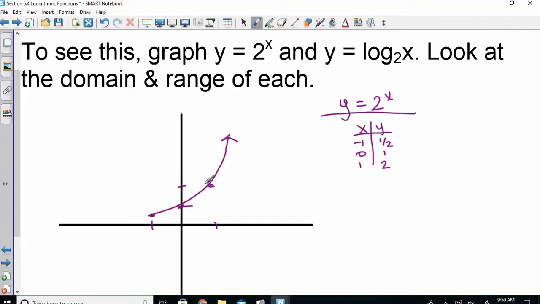So remember these, it had a horizontal asymptote at 0, so it didn't actually hit that. What's the domain of this? Domain is from left to right, it keeps going both directions. The range is the y's.